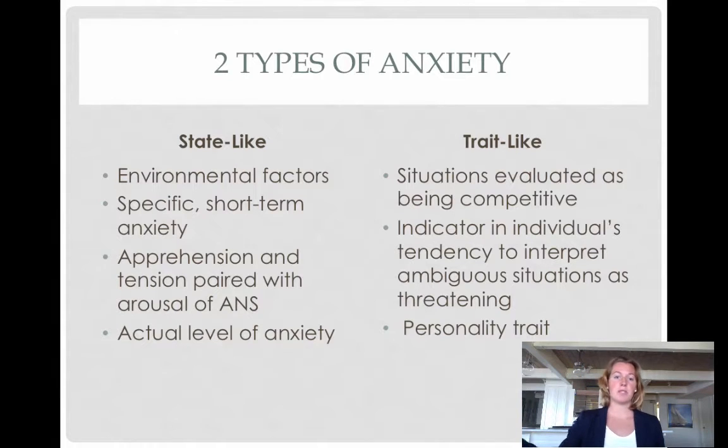So there are two types of anxiety. There's state-like and trait-like. State-like, I like to refer to it as the physical state that you're in. It's specific and short-term anxiety. It's paired with the autonomic nervous system, and state-like anxiety happens when you get the sweaty palms and the high heart rate, those things.